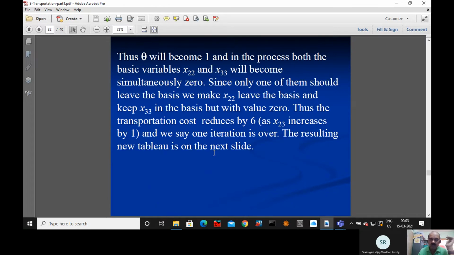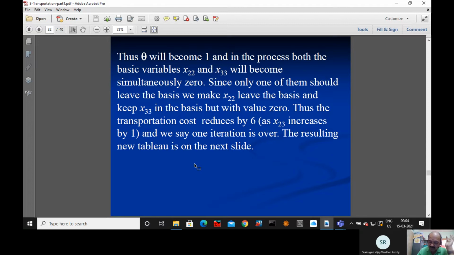In this manner theta becomes 1, and both basic variables x22 and x33 will become 0 simultaneously. Since only one of them should leave the basis, we make x22 leave the basis and keep x33 in the basis, but with value 0. Thus the transportation cost is reduced by 6 units. As x23 increases by 1, we say 1 iteration is over, and the resulting new table is on the next slide.